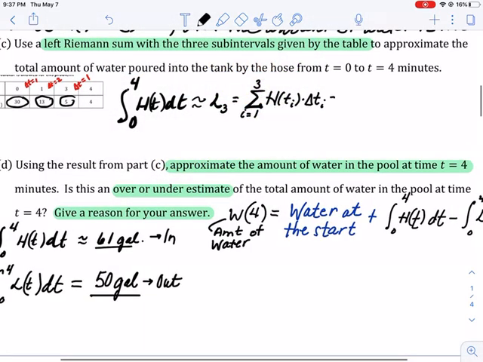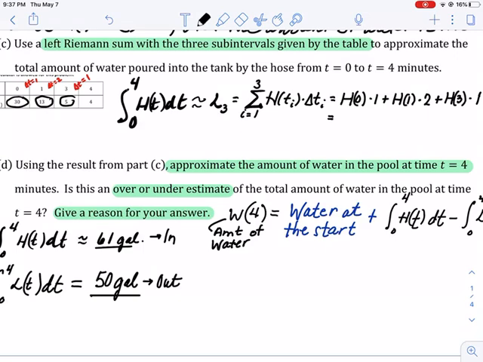So I have h of 0 times its delta t, which is 1, plus I have h of 1 times its delta t, which is 2. And then I have plus h of 3. Am I at 3? Yep, 3. And then that's going to be times its delta t, which is 1. The delta t going from 3 to 4.